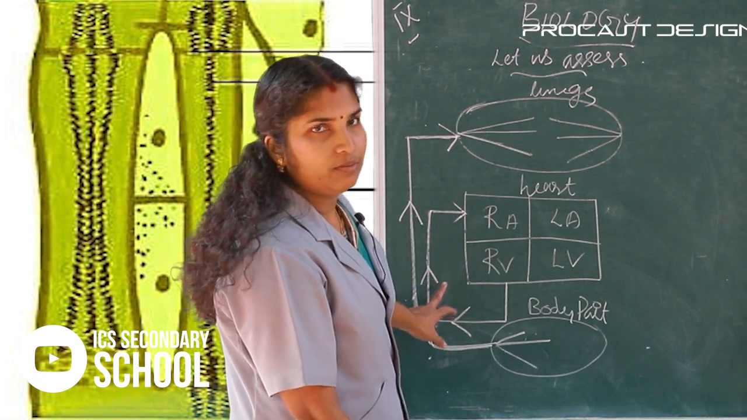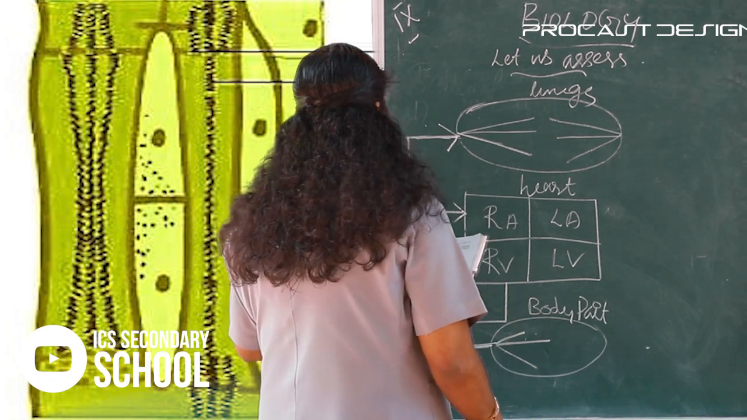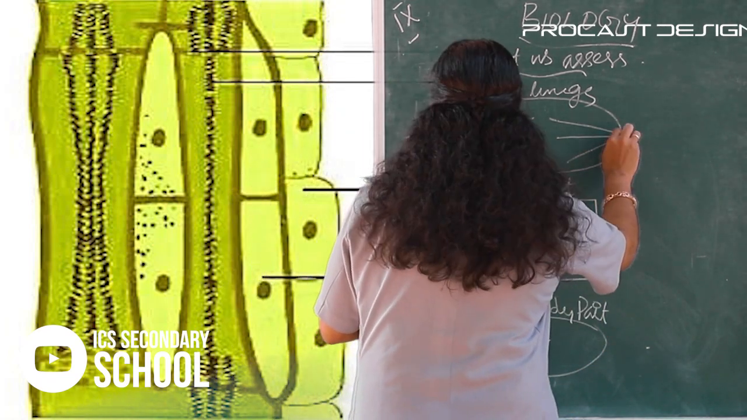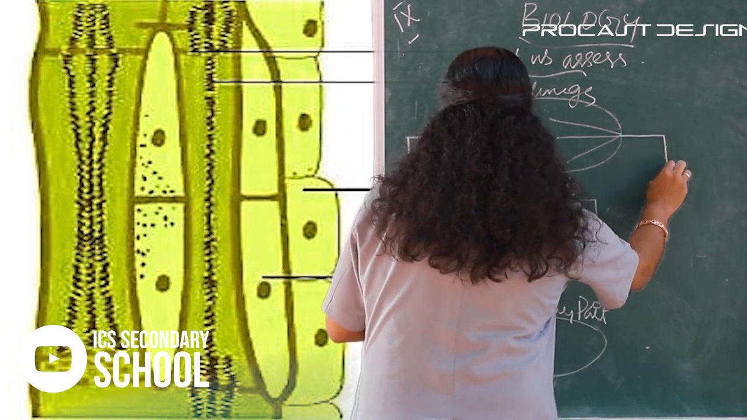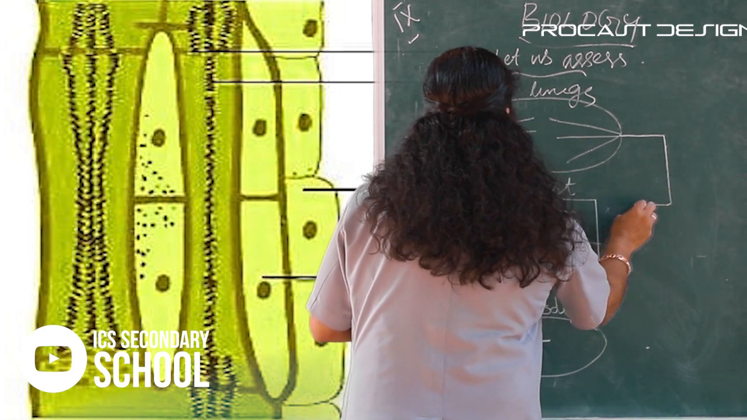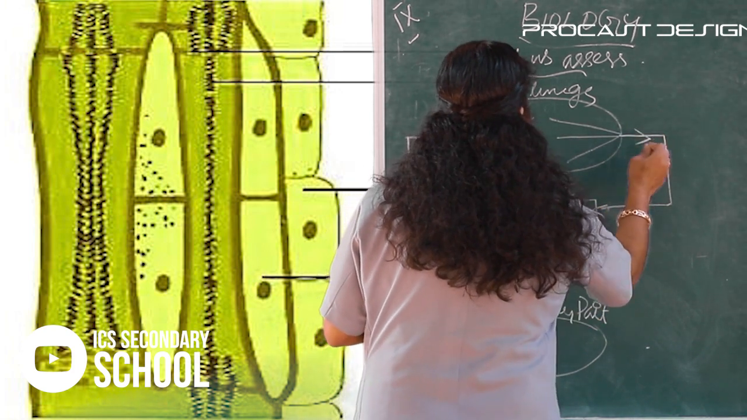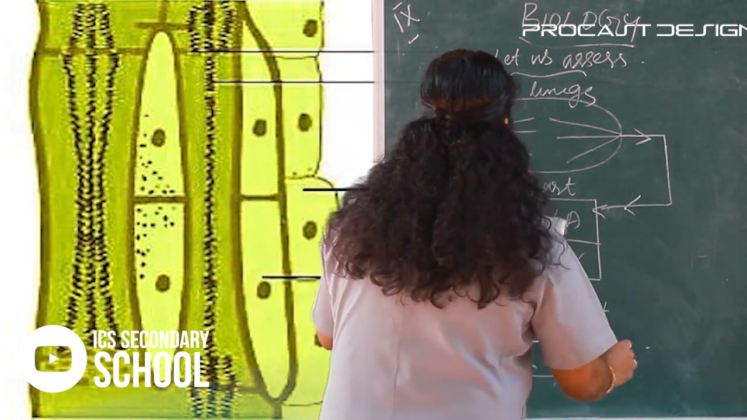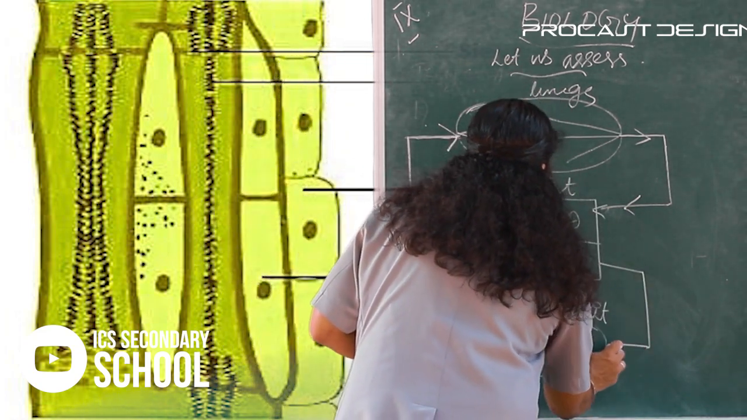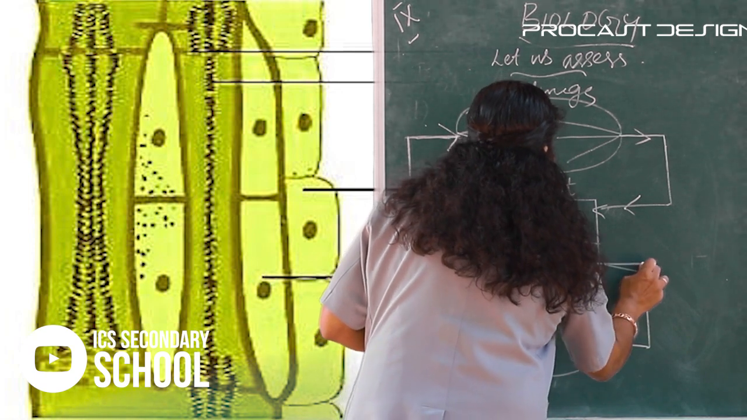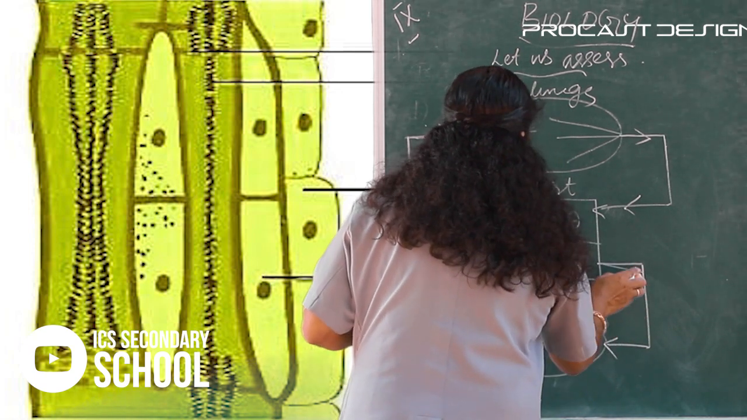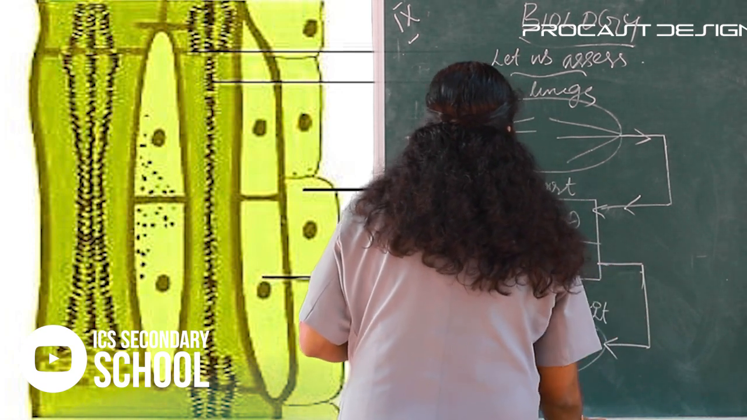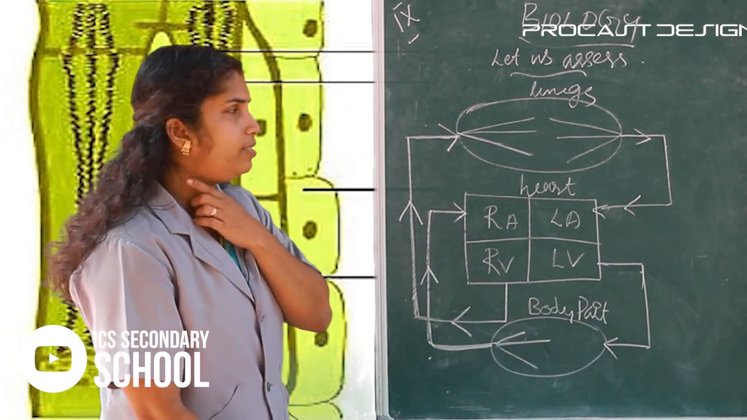Through the pulmonary artery, and from the heart, blood reaches the left atrium, and from the left atrium to different parts of our body. This is the complete picturization of our circulatory system.